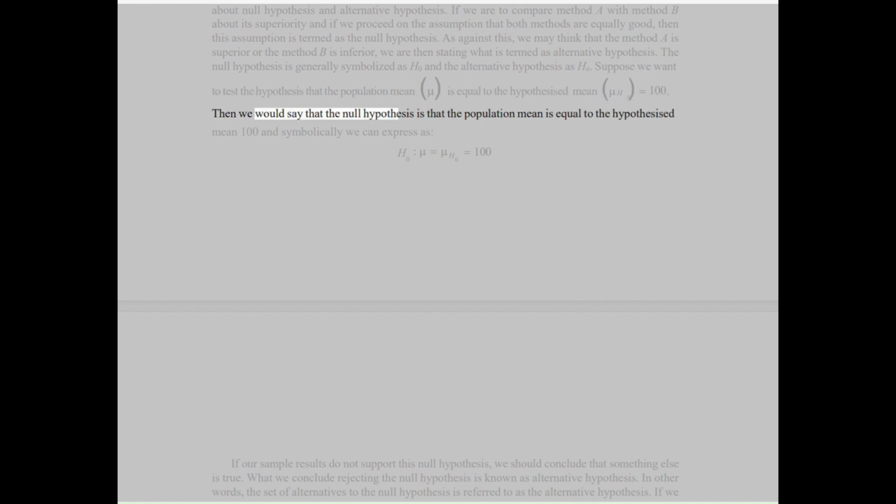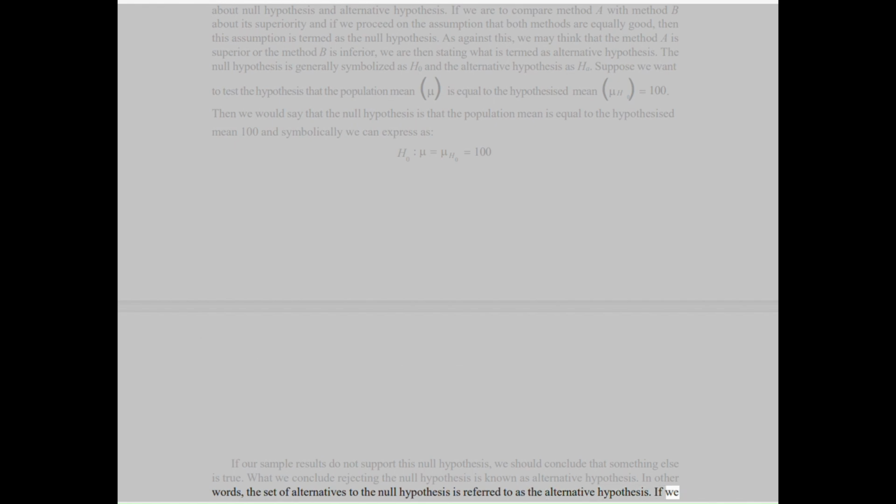Then we would say that the null hypothesis is that the population mean is equal to the hypothesized mean 100, and symbolically we can express it as H0: μ = 100. If our sample results do not support this null hypothesis, we should conclude that something else is true. What we conclude on rejecting the null hypothesis is known as the alternative hypothesis. In other words, the set of alternatives to the null hypothesis is referred to as the alternative hypothesis.